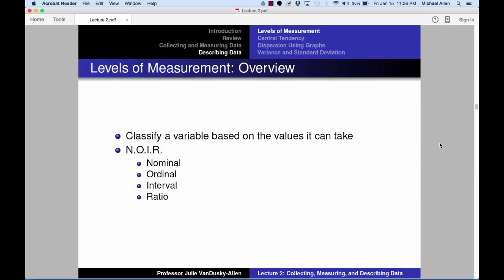Nominal level variables give us the least amount of information, while ratio level variables give us the most amount of information. An easy way to remember the order in which these classifications give us the least to most amount of information is the French word for black, noir. Nominal, ordinal, interval, ratio.